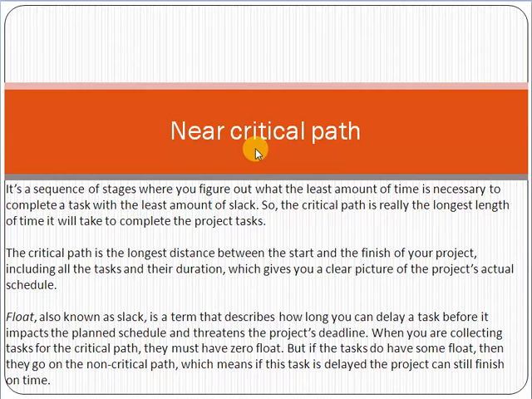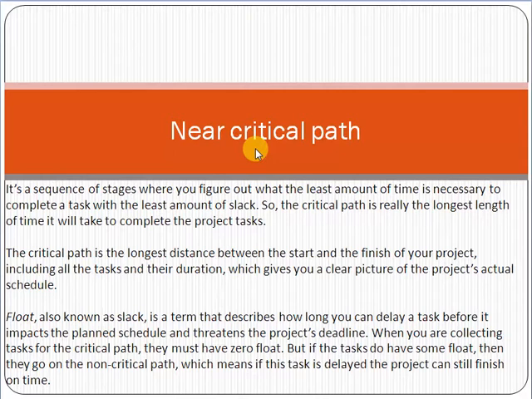Friend, this was just a definition. Let me try to explain the critical path. Friend, whenever we have to start a project, for example, you have to build an e-commerce solution, what you will do as a project manager, first of all, is break down the project into smaller tasks.